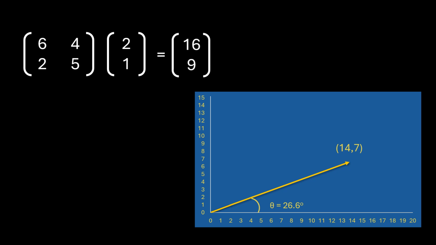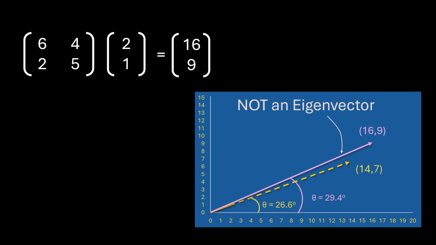Now if I plot this, it gives me this vector. You can see that the vector has increased in magnitude and it has also changed its direction. Its angle is now 29.4 degrees with x-axis. Its magnitude has also increased. So now this vector is not an eigenvector because it has both changed its magnitude and also changed its direction. So this is very important to note. If a vector changes its direction and also changes its magnitude, it is not an eigenvector.